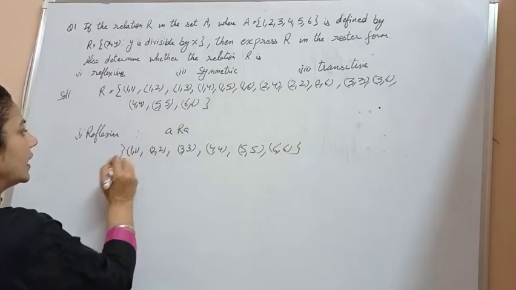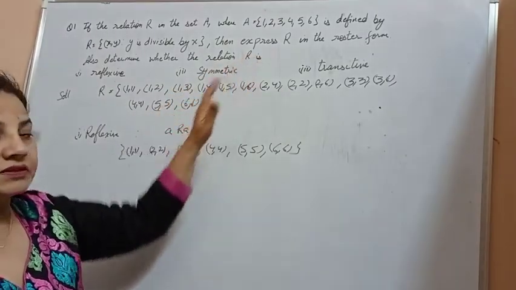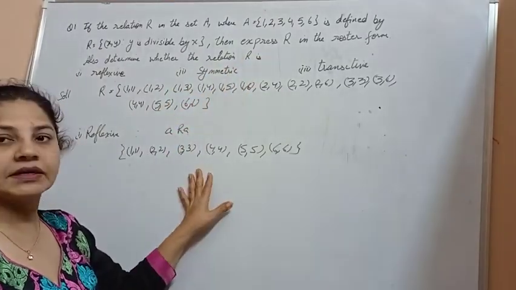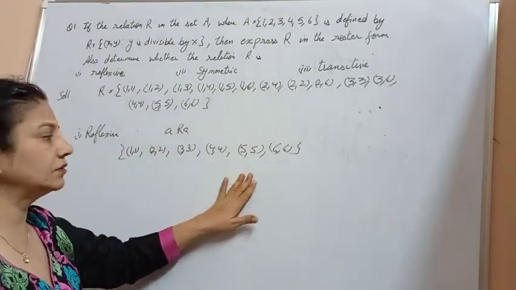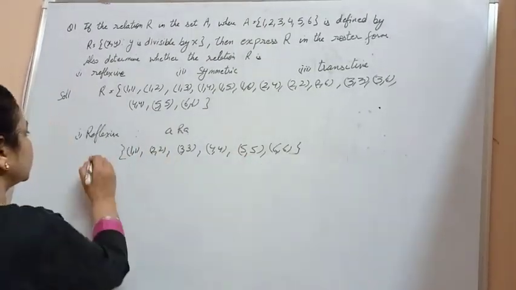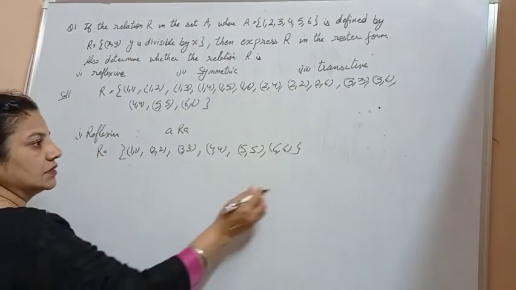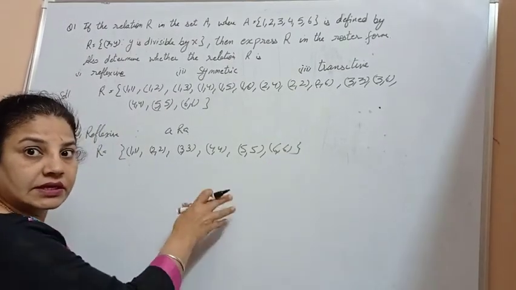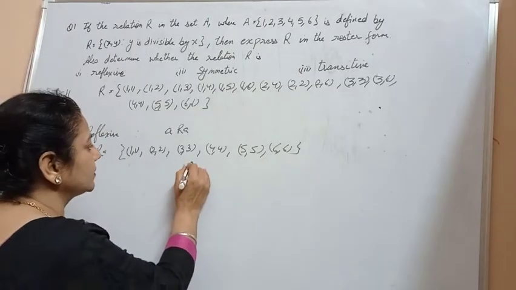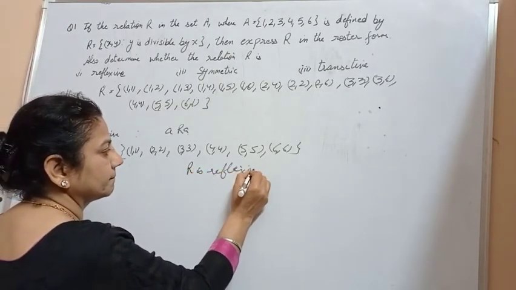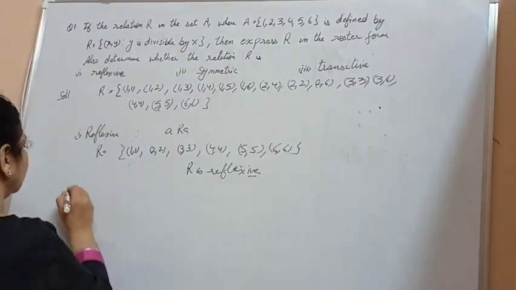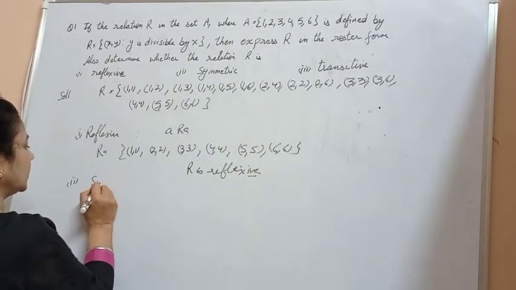We have all the elements 1, 2, 3, 4, 5, 6 having the identical elements with them: 1,1; 2,2; 3,3; 4,4; 5,5; 6,6. They belong to this relation. So we say that this set is in the relation, and R is reflexive.